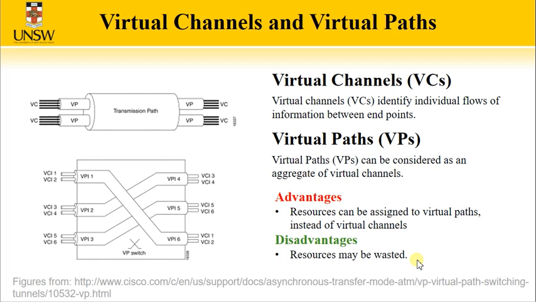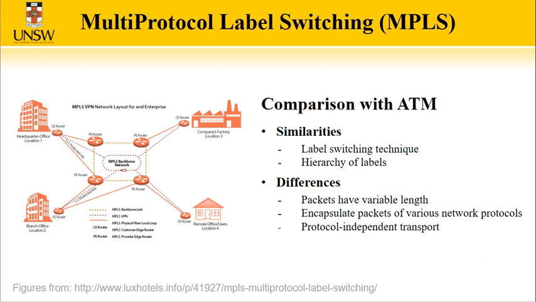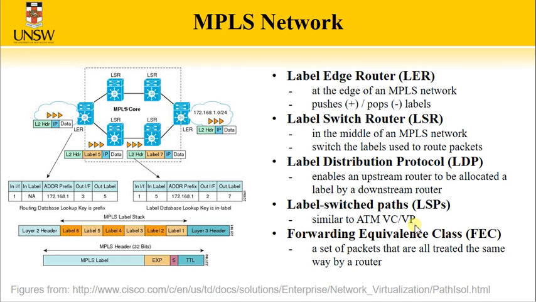In ATM, virtual channels identify individual flows of information, and virtual paths can be considered as an aggregate of virtual channels. Therefore, resources can be assigned to virtual paths, but resources may be wasted. Like ATM, MPLS uses the label switching technique with a hierarchy of labels. However, in MPLS, the size of packets is not fixed, and it can encapsulate packets of various network protocols, so it is protocol-independent transport. To understand how MPLS works, we need to know some important components and their roles.